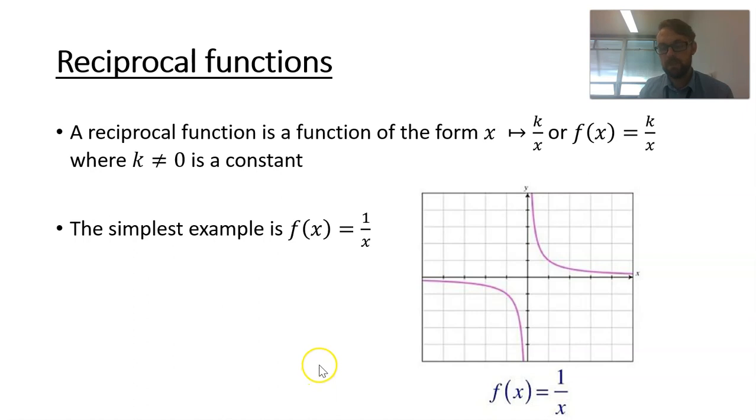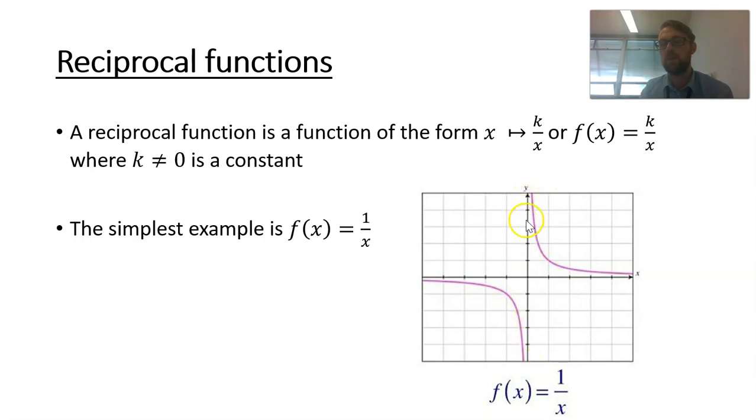So the simplest example of a reciprocal function is if that k is just equal to the number 1. So we get f of x equals 1 divided by x. And here's the graph here. You can see that for our negative x values, we are in the negative y's, and for the positive x values, we're in the positive y's. And you're seeing here that we are splitting this function across x equals 0, so the y-axis.